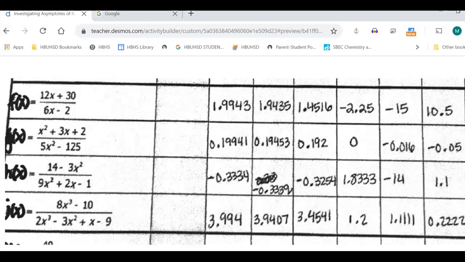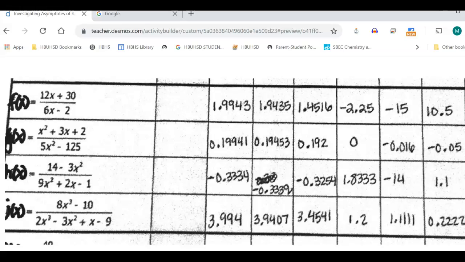Look at the fraction for a minute, okay? This one goes to negative 1/3. And then this one, 3.4, 3.94, 3.994. So I would expect it to be like 3.999999, which means it's basically getting very close to being 4. Look at the fraction, okay? This one's getting very close to being 4.